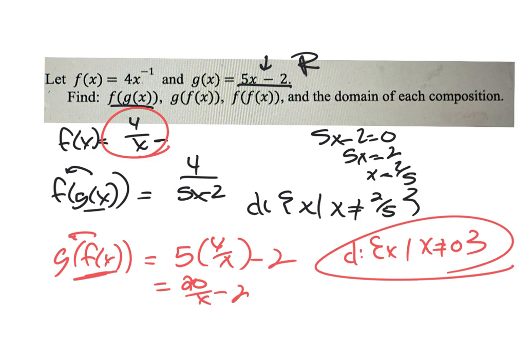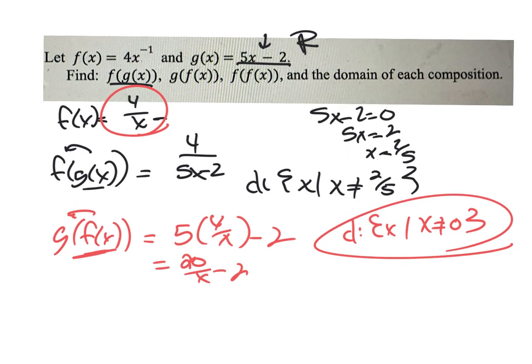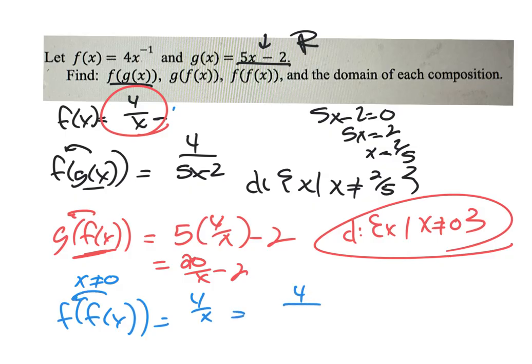This is f of f of x. Okay, so I'm going to actually put function f into function f, which is going to be really strange. So it's going to look like f of 4 over x. Okay, first of all, the domain of f of x, remember, is x cannot equal 0. So if I plug 4 over x into f, it's going to be 4 over x. So I put the 4 over x.